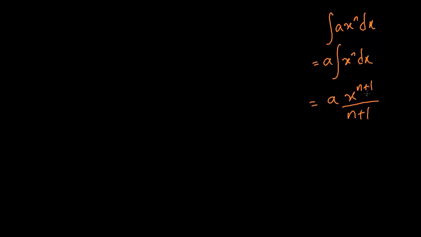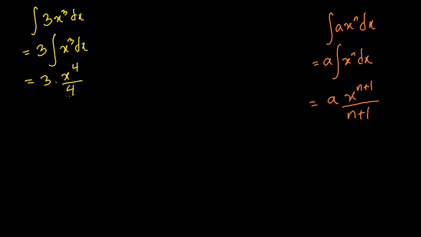So let's do a number of examples. So integration of 3x cubed dx. The 3 would be in its place, so we don't have to do anything to this, so keep it here. The exponent of x would be increased by 1, so it would be x to the power 4 divided by that. So the answer would be 3 by 4 multiplied by x to the power 4.